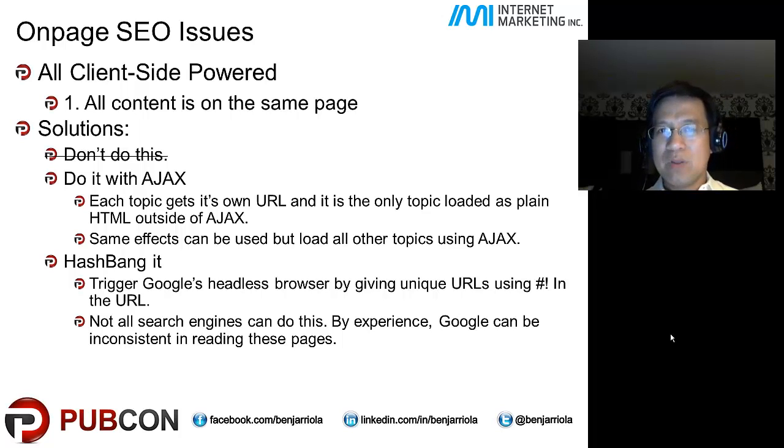A hashbang is the hash symbol or the number sign, pound sign, sharp sign, whatever you want to call it, followed by an exclamation point, and you could add a parameter after it and use it in the URL. Now, why is this a solution? Because this is what Google specifically mentioned. It would trigger what they call their headless browser. And a headless browser is a web browser without a user interface. What it means is Googlebot is going to crawl your site pretending to be a web browser. So it's going to download the site first, render it how a web browser would, and then Googlebot would look at the content from that point.